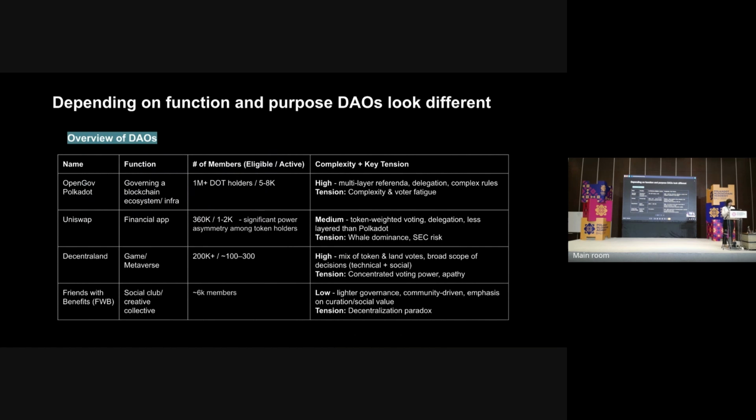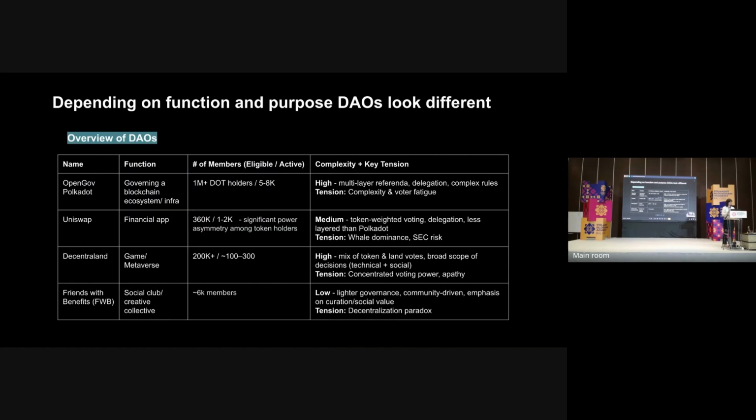They have 200,000 users, but only about 100 to 300 actively voting. Also high complexity, you can apparently vote on a lot of things in there. I'm not a gamer, so I'm quoting here. A mix of tokens and land votes, a very broad scope of decision-making opportunities, which probably brings a lot of complexity, and therefore a threshold to participate. So that again leads to concentrated voting power and apathy. Fewer people vote, and the few that do vote also get more power.